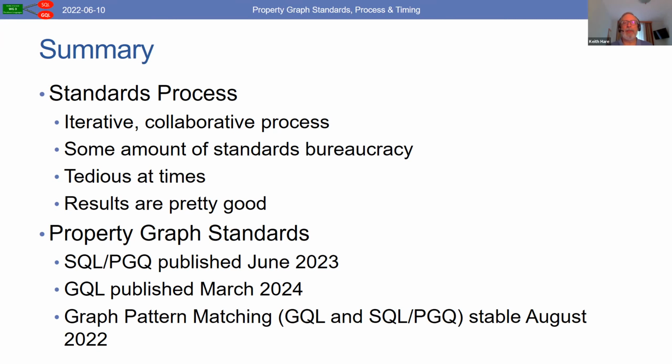However, because the graph pattern matching for GQL is identical to graph pattern matching for SQL PGQ, and PGQ is going to be stable by the end of next week, graph pattern matching for GQL will be stable by the end of next week. So if you're looking at this and saying, when can we begin to safely implement, now is the time.